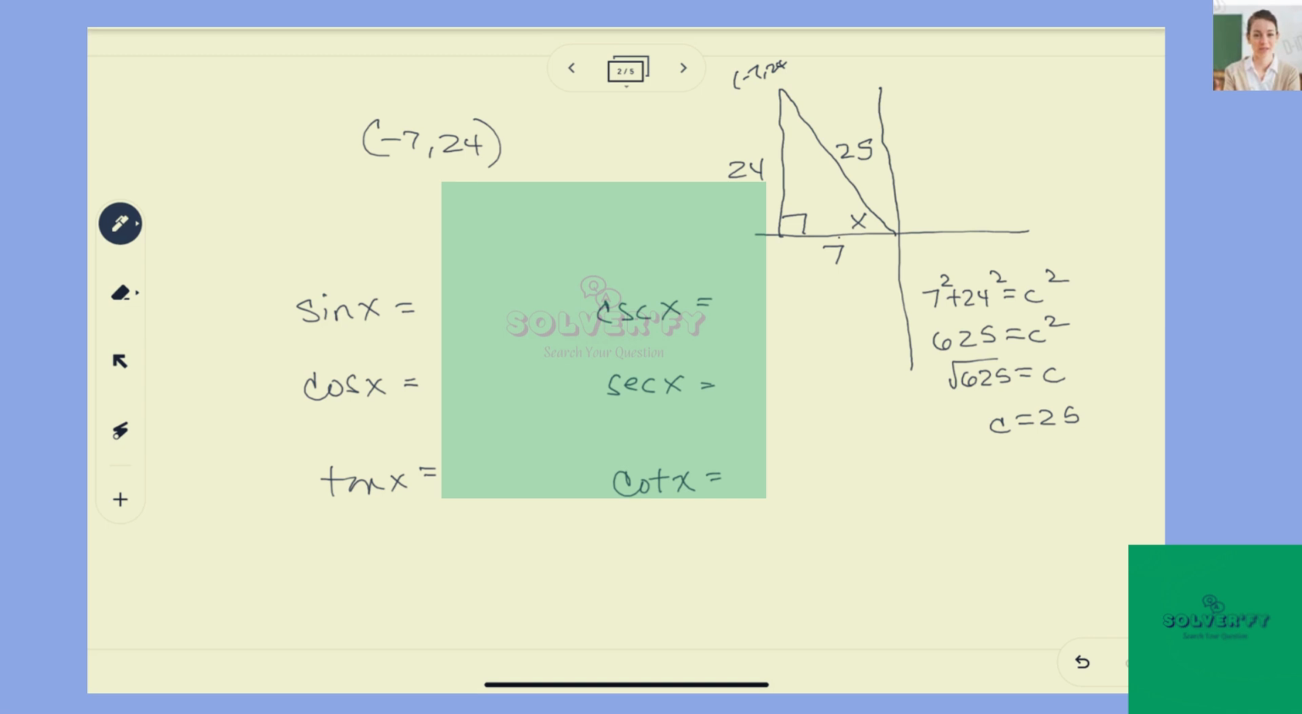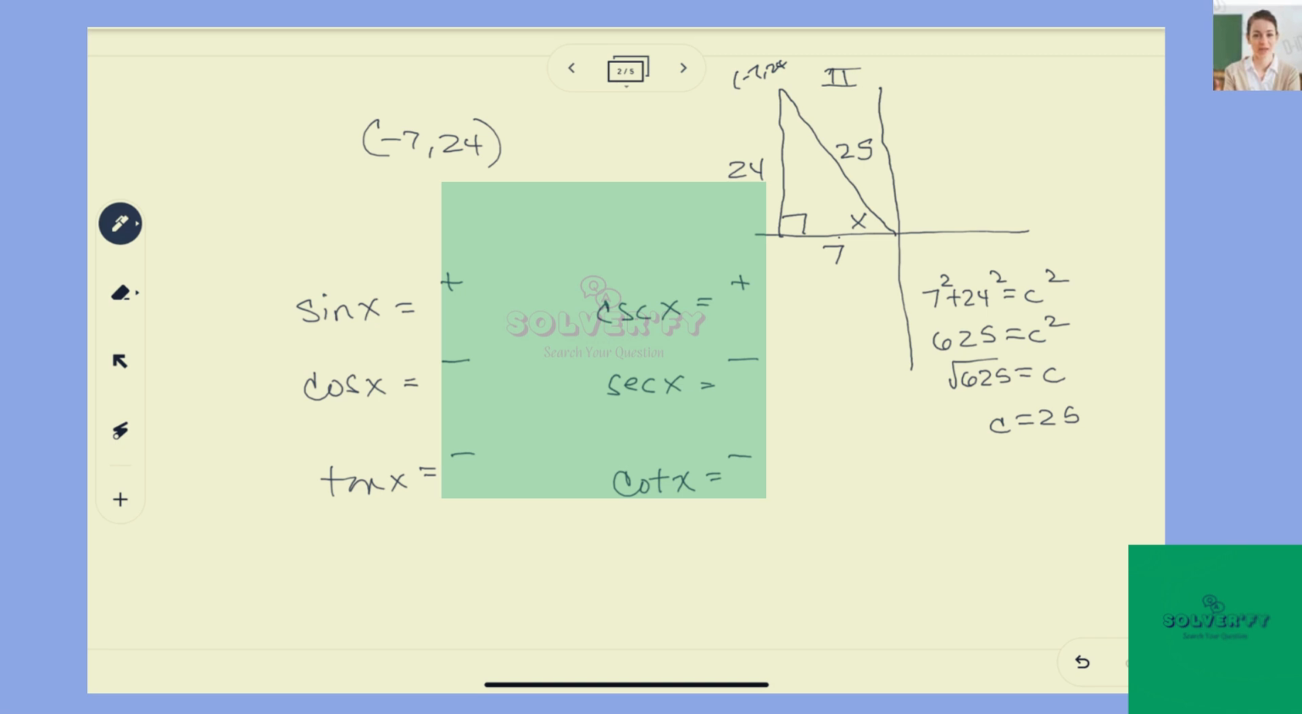Okay, now I can start writing my ratios. I'm in quadrant 2, and in quadrant 2, sine is the positive function, sine and its reciprocal. So these two ratios, sine and cosecant, are going to be positive. All the other functions are going to be negative.